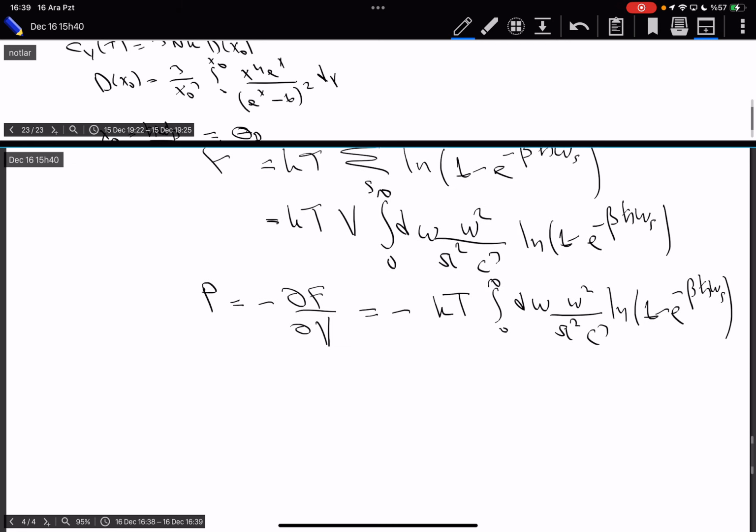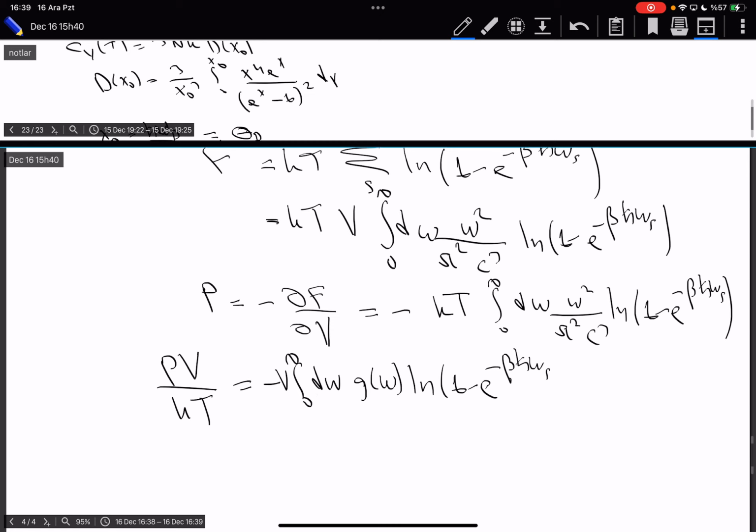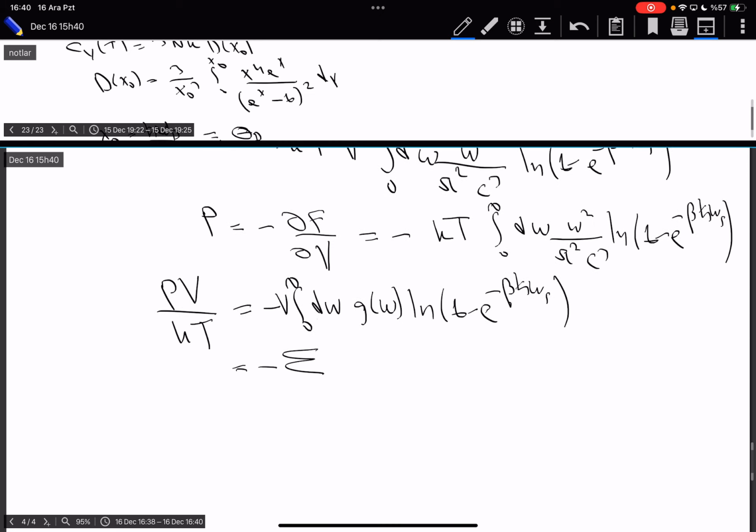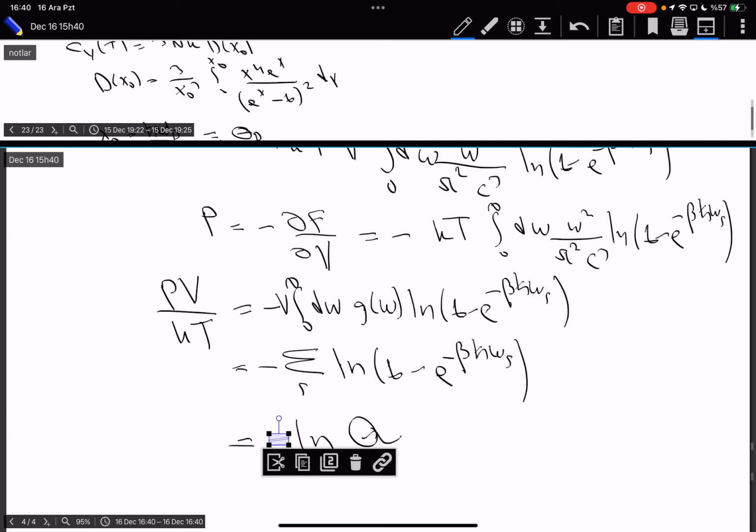Let me also write it in a slightly different form. This is PV divided by kT equal to minus the integral from 0 to infinity of V g(omega) d omega times the logarithm of 1 minus e to the power minus beta h bar omega S, which is nothing but minus the sum over all single particle states of the logarithm of 1 minus e to the power minus beta h bar omega S. Which is essentially the logarithm of the grand canonical partition function for a gas of photons, which are bosons, with chemical potential set equal to 0.